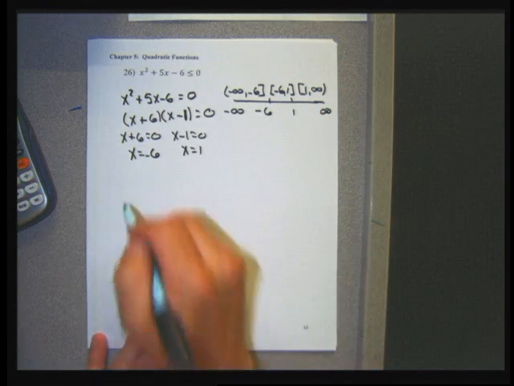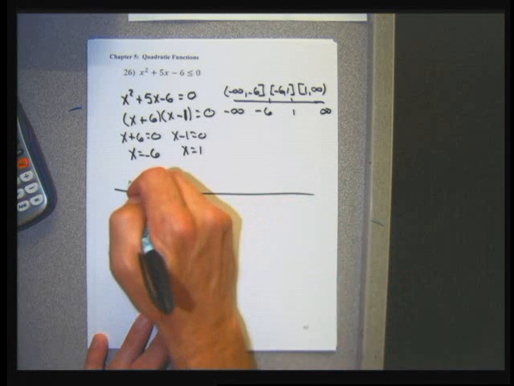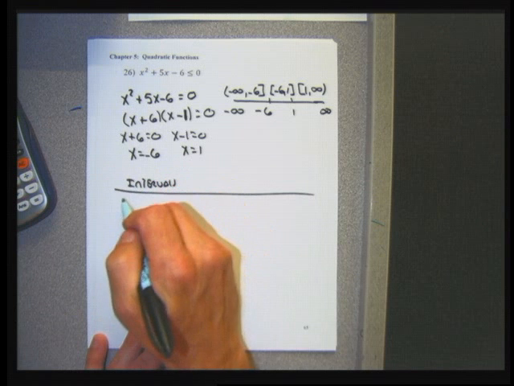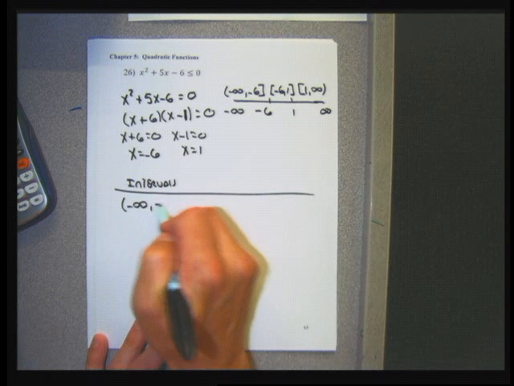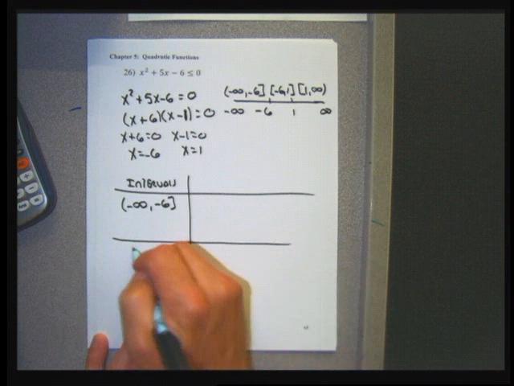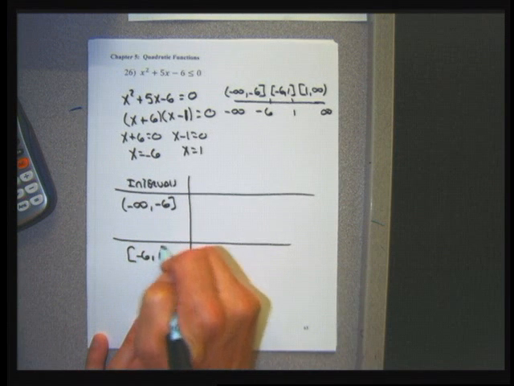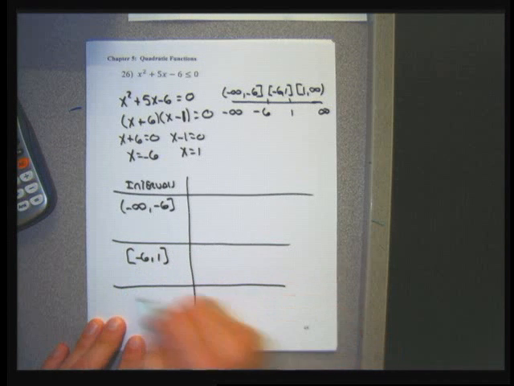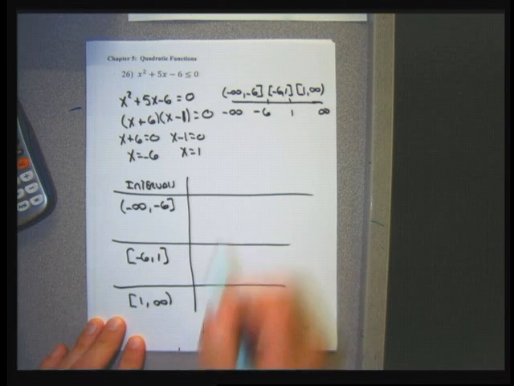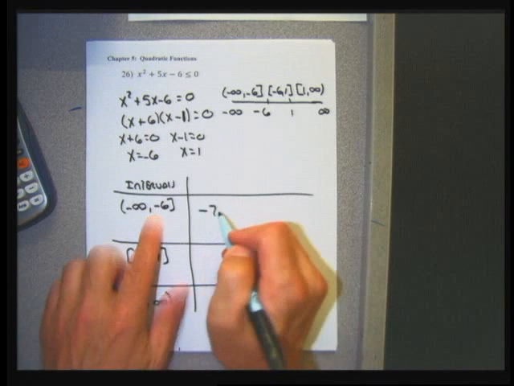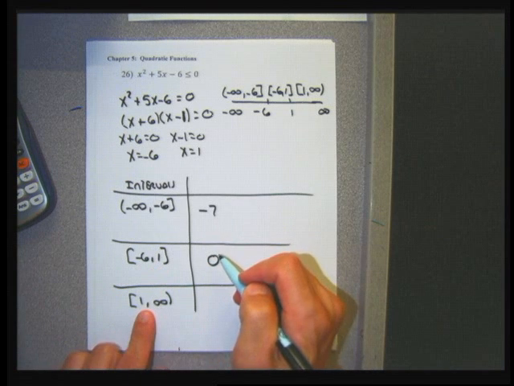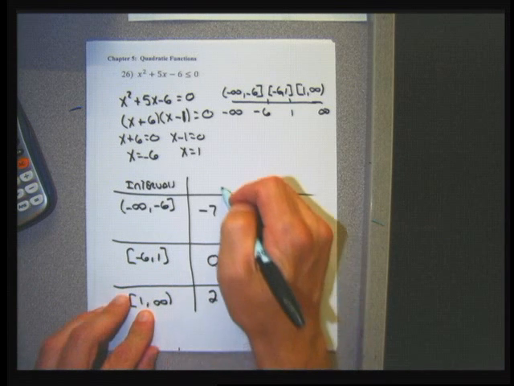So my table is going to have my intervals. The far left interval is negative infinity to negative 6. And then I get the interval from negative 6 to positive 1. And then I get the interval from 1 to infinity. Test number here, I'm going to try negative 7. Here I go from a negative to a positive, so I'm going to try 0. And in here I need a number bigger than 1, I'm going to try 2.